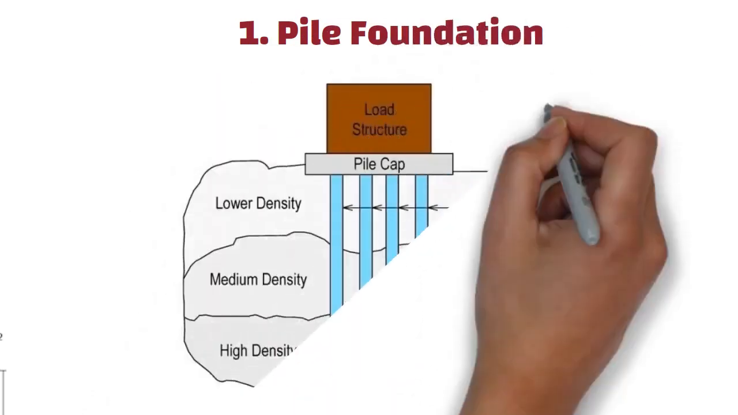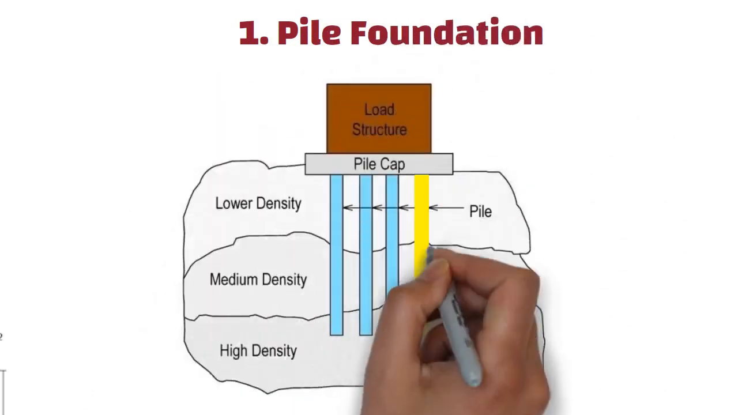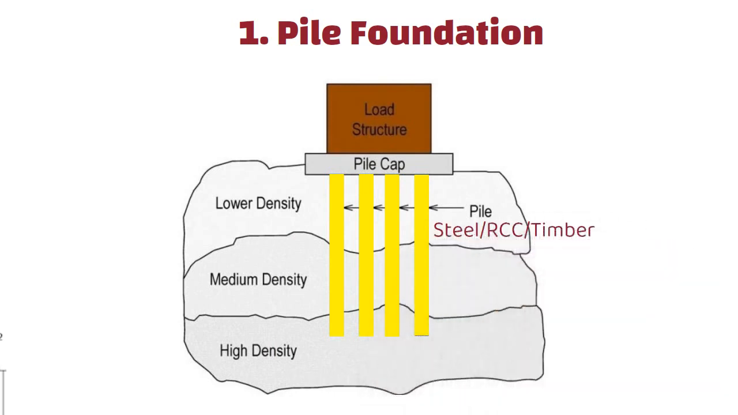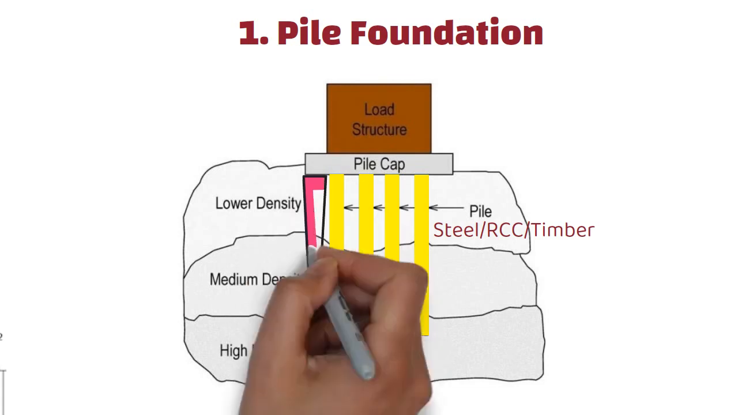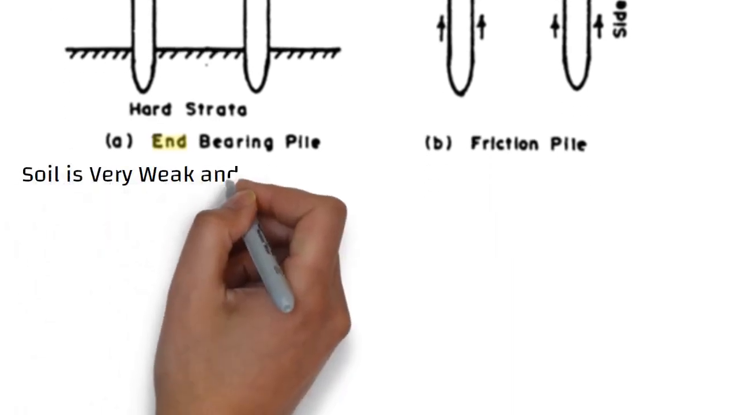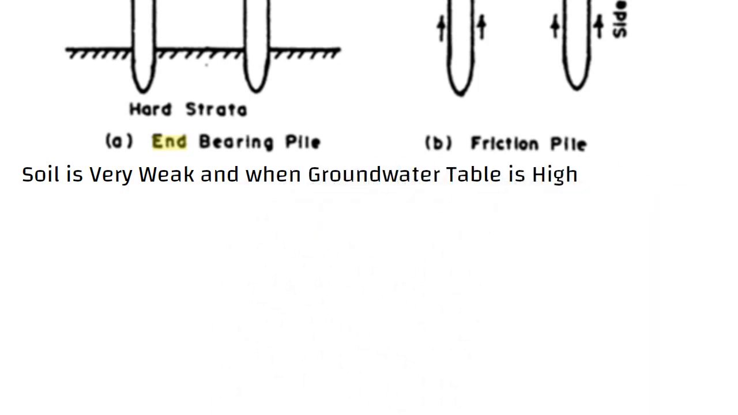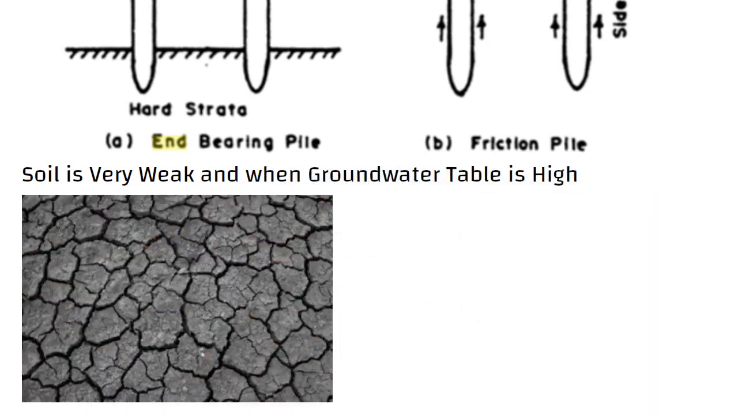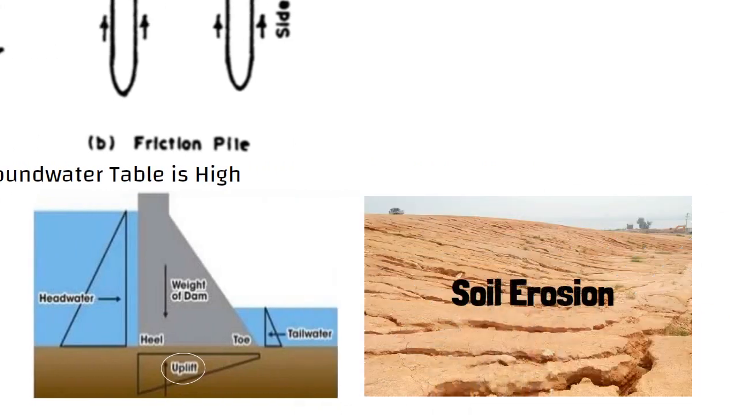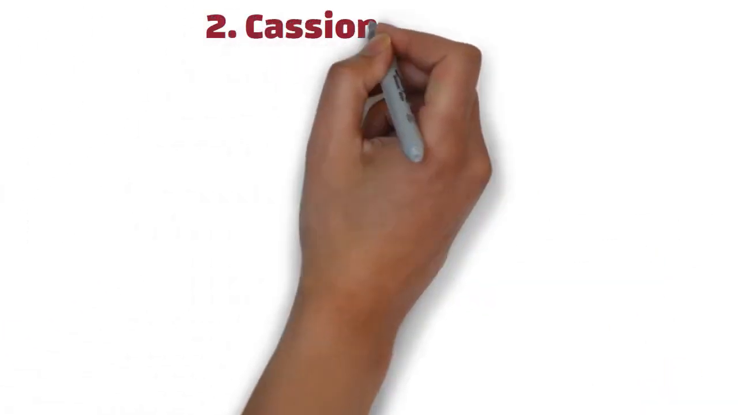Number 1. Pile foundation. Pile foundation is a long slender column made of steel or reinforced concrete or sometimes timber to support the structure and transfers the load at desired depth either by end bearing or skin friction. Pile foundation is used in following conditions: when the soil is very weak, when the groundwater table is high, when there is presence of expansive soil or black cotton soil, when structure is subjected to uplifting forces, or when there is a soil erosion.